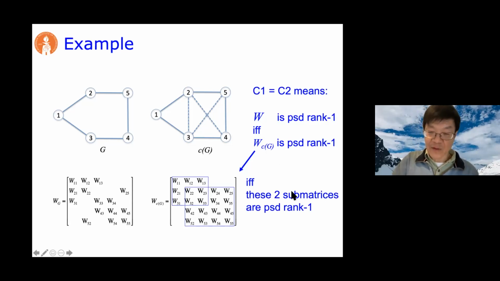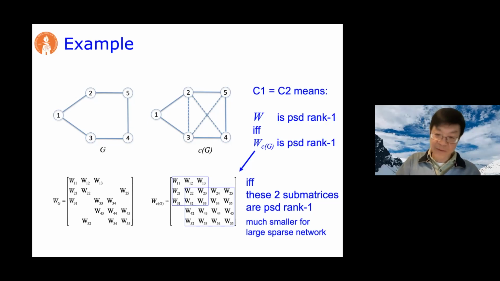And this is if and only if these two submatrices, that is the fully specified submatrices, are PSD rank 1. That's the definition of a partial matrix being PSD and rank 1. And therefore, the PSD and rank 1 conditions are much smaller compared with the PSD rank 1 condition for the entire matrix, right? So you have a lot more, but much smaller matrices to deal with. So that's what C1 equals C2 means. Much smaller for a large sparse network.